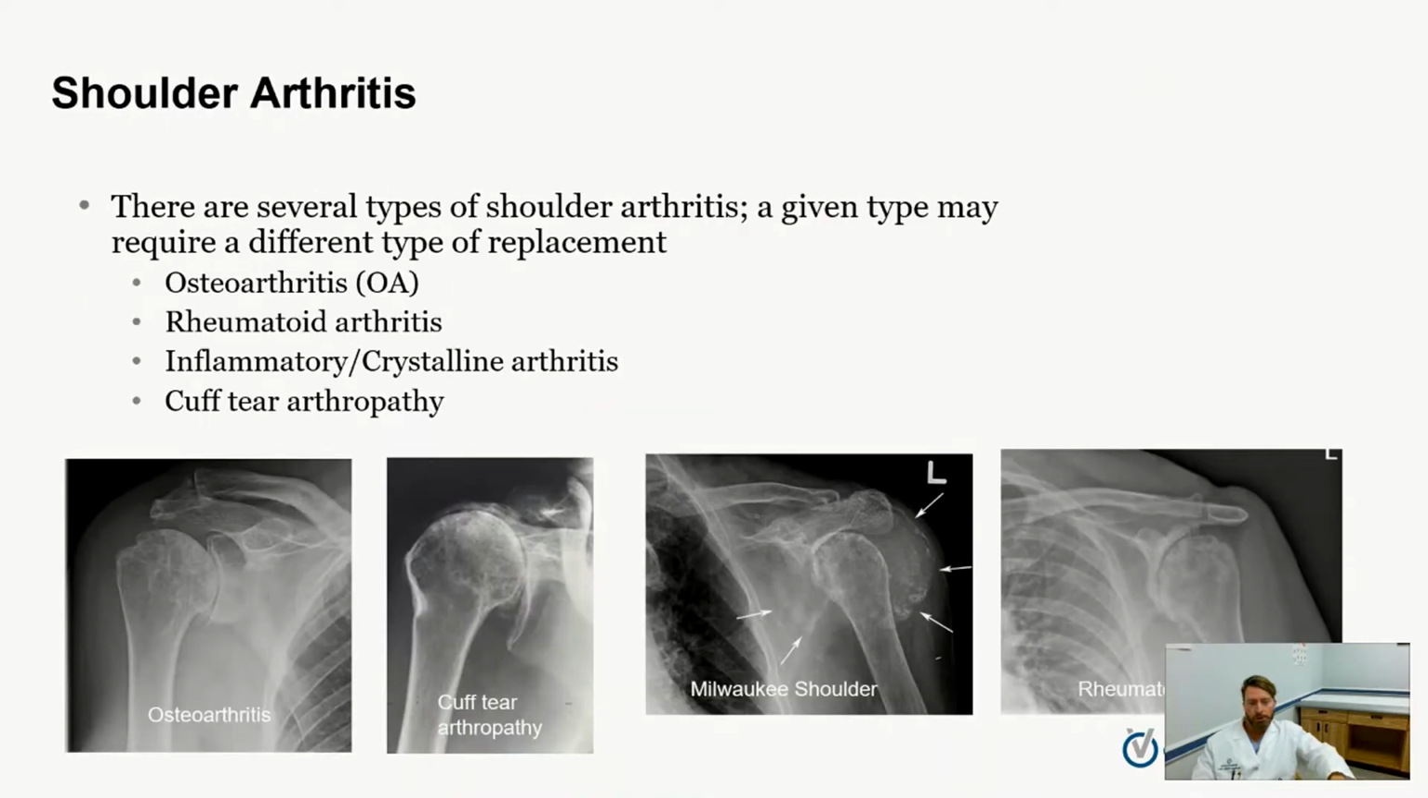When it comes to the shoulder, several different types of arthritis affect the joint. And the reason that's important for shoulder surgeons is that different types of arthritis require different treatments. This slide shows 4 different x-rays. On the far left is regular wear and tear arthritis. The next one to the right is what we call rotator cuff or cuff tear arthritis. The third one is an arthritis that's caused by crystal deposition. Sometimes we call that a Milwaukee shoulder. And on the far right, we have rheumatoid arthritis. So each of these might be treated with different types of shoulder replacement.